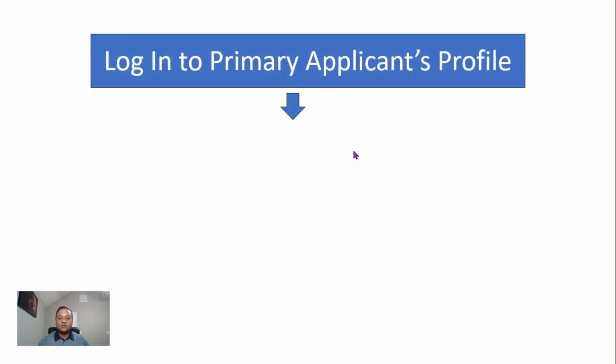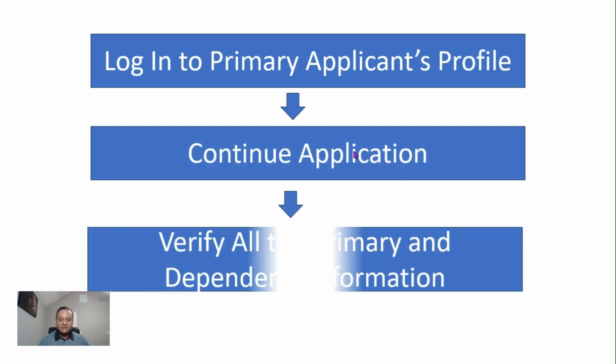Once you log off from the dependent profile, it is time to go back and log into the primary applicant's profile. If you have more than one dependent in your primary applicant's profile, make sure you do the previous steps for each dependent applicant. So if you have two dependents, then you need to sign up for two dependent applicant profiles. Once you do that, log into the primary applicant's profile, continue the application, and at this time the dependent should be added to your profile automatically.